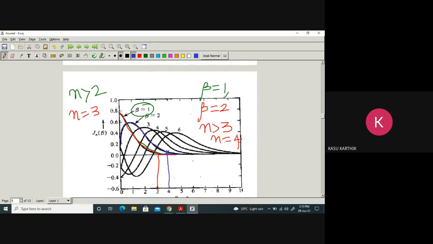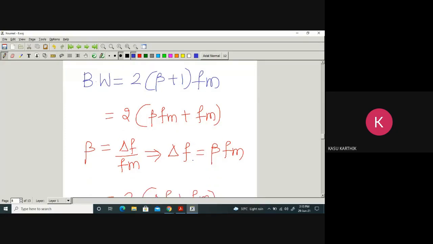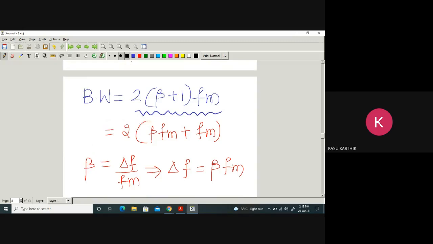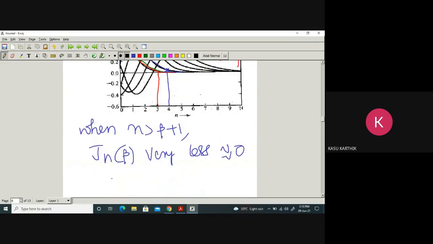Now in the same way, here we say that the bandwidth is, this is very, very important, observe this: 2 into beta plus 1 times Fm. This is the bandwidth of the FM signal, the practical bandwidth. Theoretically, it is infinity because it has so many sidebands. But I told you one important thing, and this is very, very important.